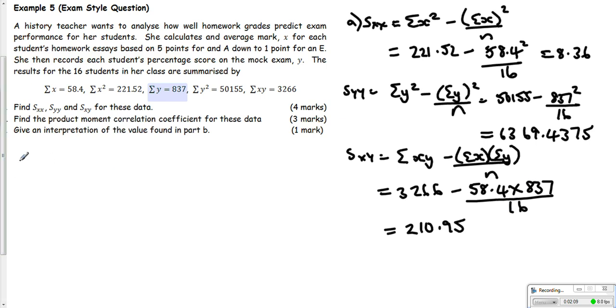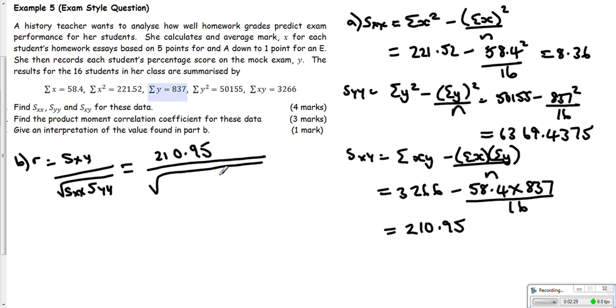We're then asked to find the product moment correlation coefficient. Again, I'm going to write out the formula first of all, and then I'm going to show that I'm substituting values into the correct places. So 110.95 on the top, and on the denominator we have the square root of 8.36 multiplied by 6369.4375. And if we work that out, that works out to be 0.914 to 3 significant figures.